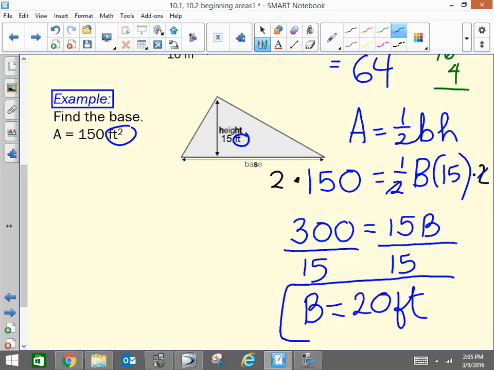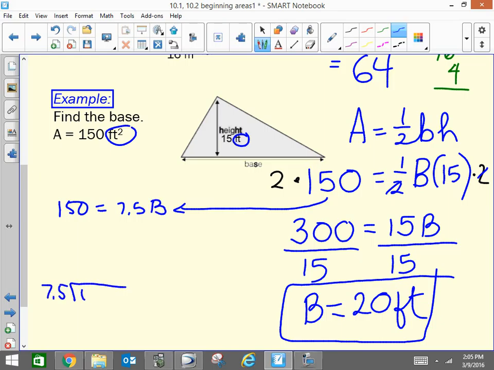Don't forget to put your units on there. Okay, you can put it at the end. Yes, Carolyn. I just divided 15 by 2. That's cool. Would you have wanted to do that if you didn't have a calculator in front of you? Okay, that's fine. She did 150 equals 7.5 B, and then she had to do 7.5 into 150. Nobody probably in this room, including myself, likes to do division without a calculator like that, but it'll work out the same way. So good job.